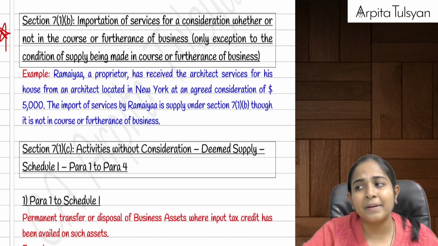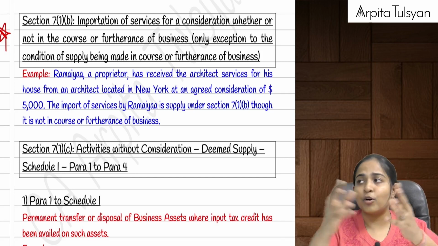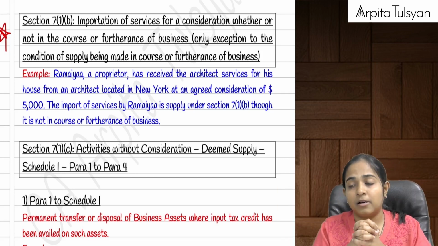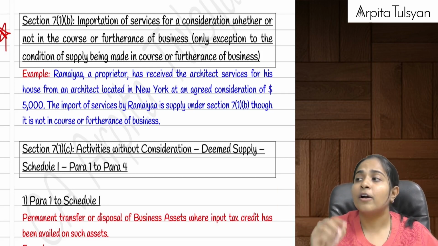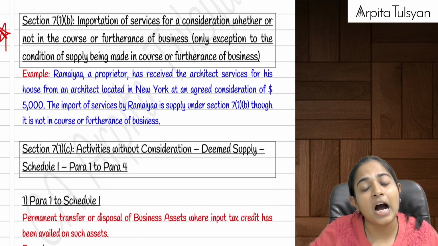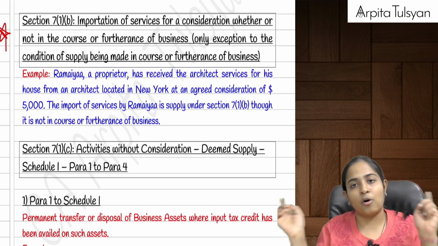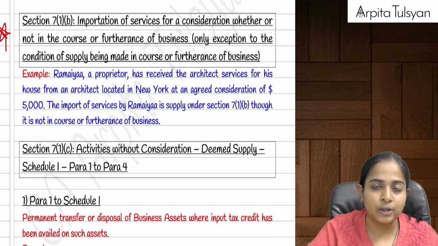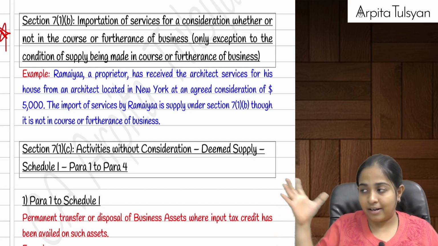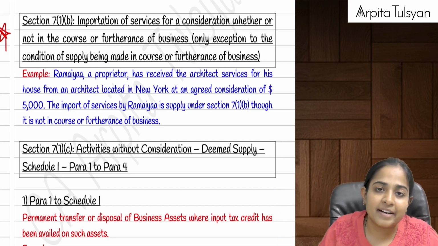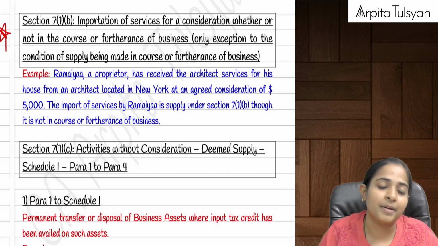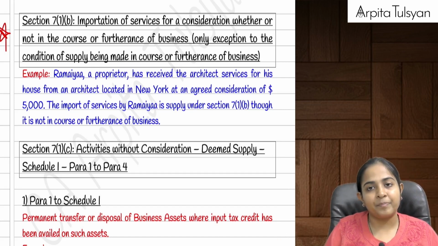Okay, very simple example. I wanted to get my house's interior decoration done, for which I took the services of an architect from outside India. Now, a home is for personal use, but whatever transaction I have entered into with this particular architect will be considered as a supply. Are you clear with this?